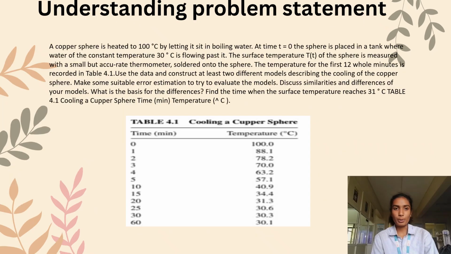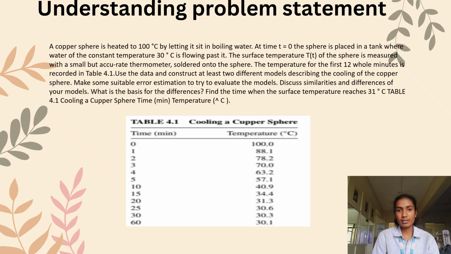To understand the problem statement, a copper sphere is heated to 100 degrees Celsius by letting it sit in boiling water at time t equal to 0. The sphere is placed in a tank where water of constant temperature 30 degrees Celsius is flowing past it. The surface temperature T of the sphere is measured with a small but accurate thermometer soldered on the sphere. The temperature for the first 12 whole minutes is recorded in the given table.